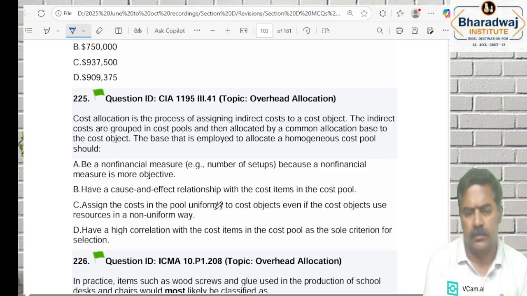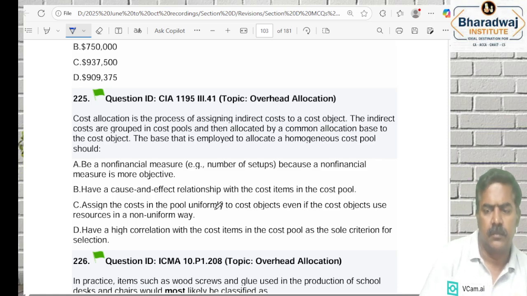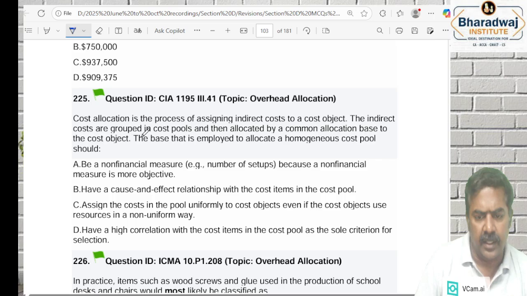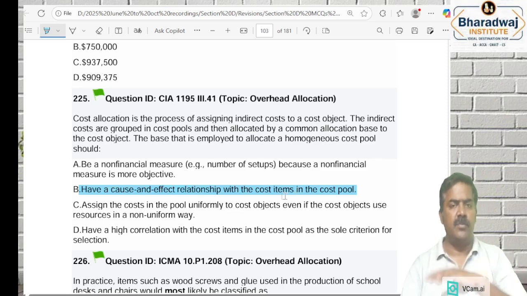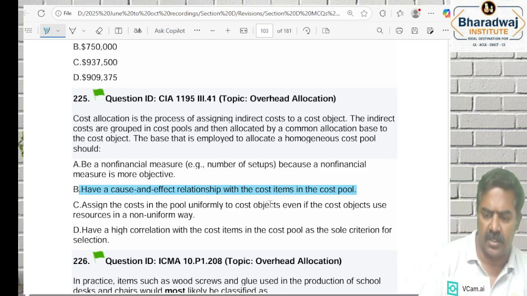Cause and deviations. Indirect costs are grouped to cost pools, then allocated by a common cost allocation base to the cost object. Okay. What is a cost and relationship? Like, is it influenced by number of hours, labor hours, machine hours, material, like that?